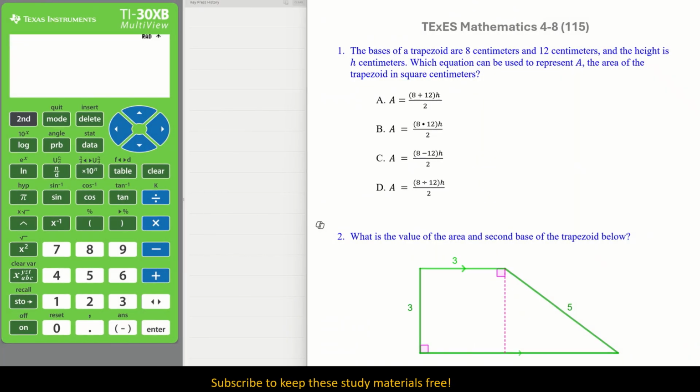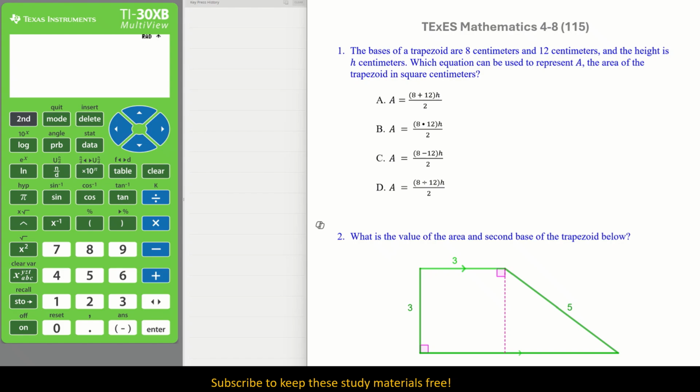Number one, the bases of a trapezoid are 8 centimeters and 12 centimeters, and the height is h centimeters. Which equation can be used to represent A, the area of the trapezoid in square centimeters? This is just a basic situation of using the formula correctly. So look on your formula sheet, which you will be allowed to use during the test, if you don't have it committed to memory.